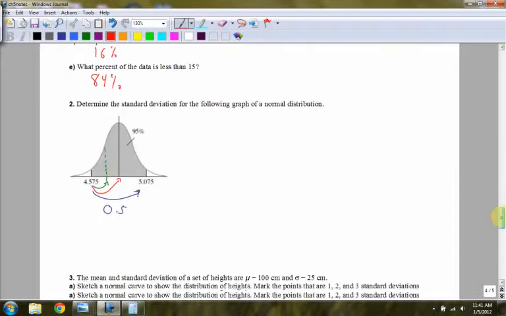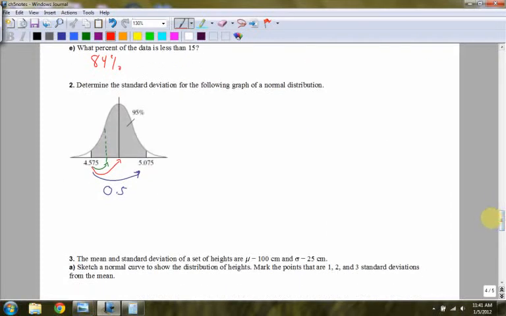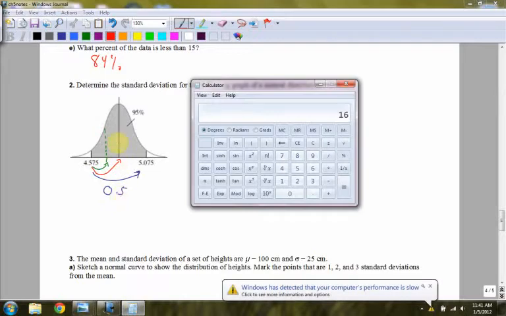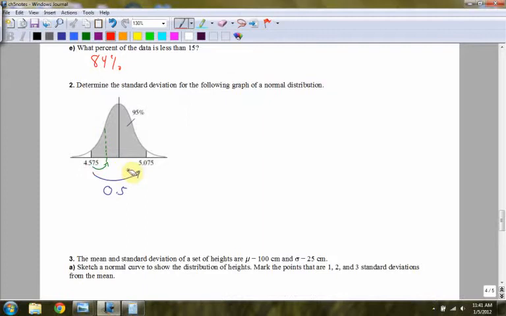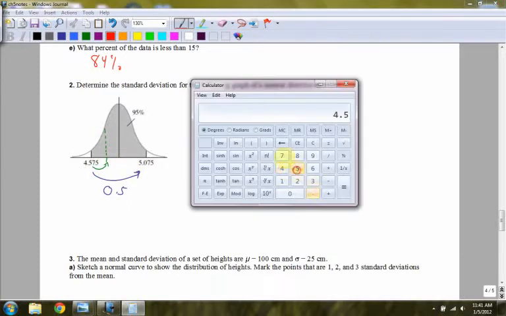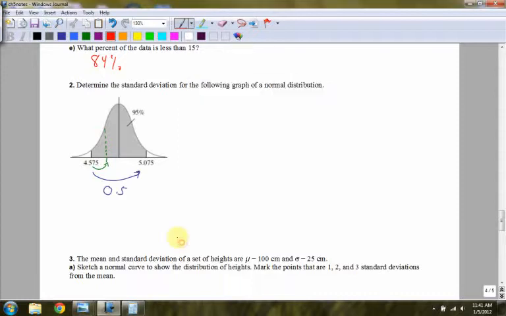All right, question 2. Determine the standard deviation for the following graph of a normal distribution. First thing I did was I looked at from 4.575 all the way up to 5.075, which is a distance of 0.5. So half that distance is going to be 0.25, because I just take half of 0.5. So the middle line is going to be 0.25 up from 4.575. So 4.575 plus 0.25 is 4.825.